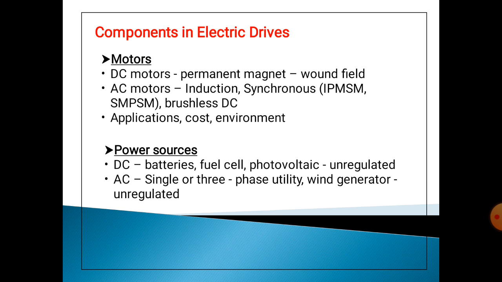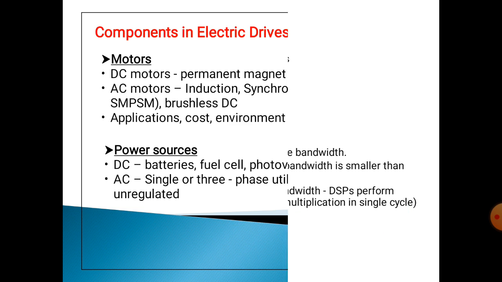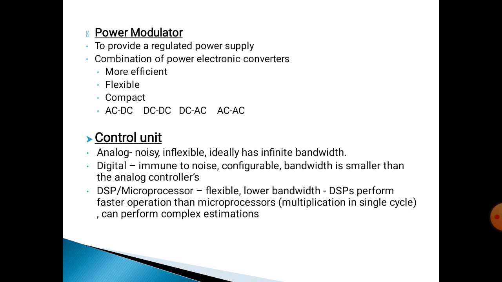These are the components in electrical drives: motors and power sources. Next one is the power modulator and control unit. In the control unit, analog may be noisy and inflexible. A digital one is immune to noise and configurable. And the main thing is that the bandwidth is smaller than the analog controllers.